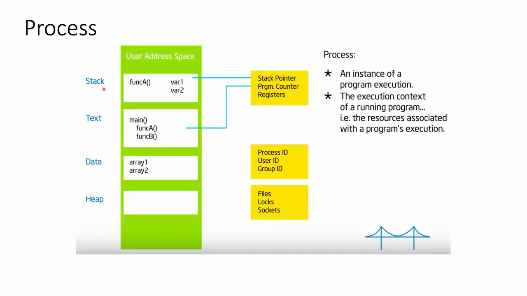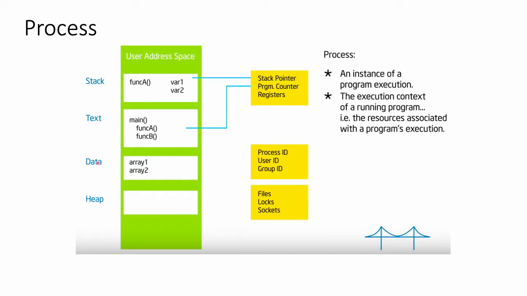In a process, we have our stack. This is program memory. We've all seen program memory. We have the stack, we have the text, that's where the instructions are about the program. We have data, initialized and uninitialized data sections, and we also have the heap.